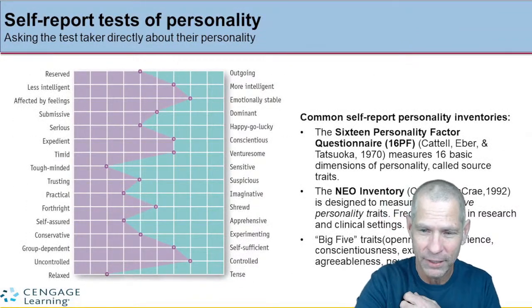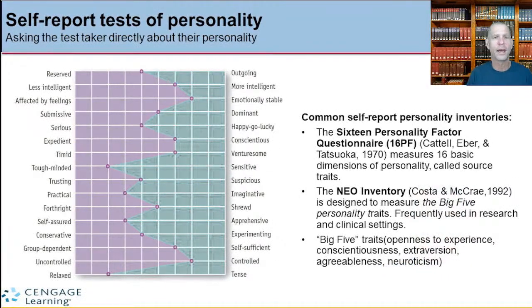Let me move up here. A self-report test of personality just asks the test taker directly about their personality. If you look over here, this is an example of what your book calls the 16 Personality Factor Questionnaire. There's actually a ton of personality tests. This is the 16 PF, developed by a fellow named Raymond Cattell and his colleagues. He measures 16 basic dimensions of personality that he called source traits. Don't learn these.